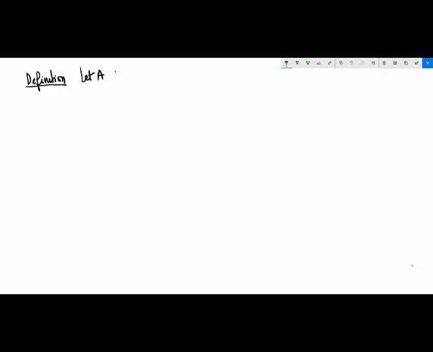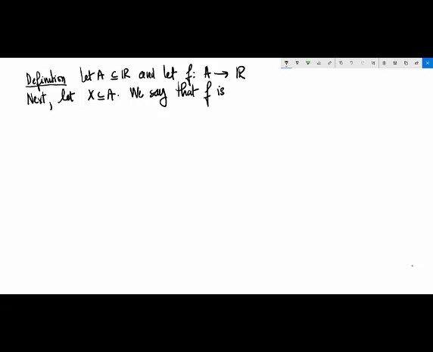Let A be a subset of the reals, and let f be a function between A and R. Next, let X be a subset of A. We say that f is continuous on X if f is continuous at every point little x in big X.